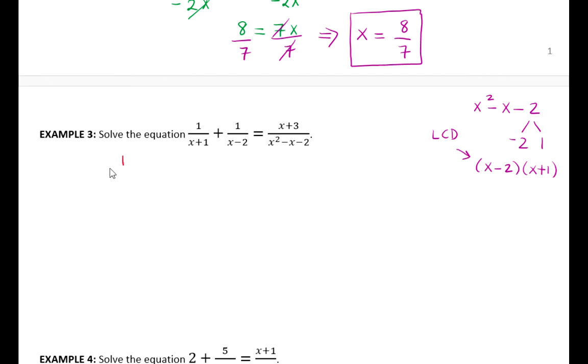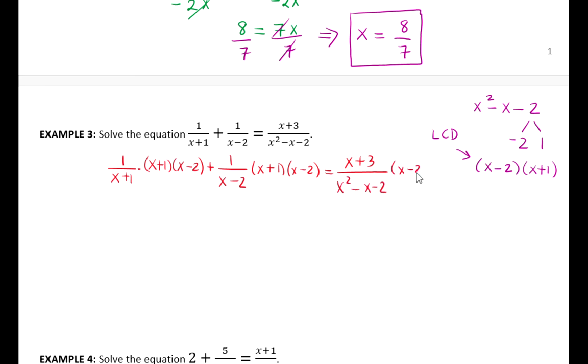So I have 1 over x plus 1 multiplied by x plus 1 times x minus 2, plus 1 over x minus 2 multiplied by x plus 1 times x minus 2. And then equals, I have x plus 3 divided by x squared minus x minus 2, and that's multiplied by x minus 2 times x plus 1.